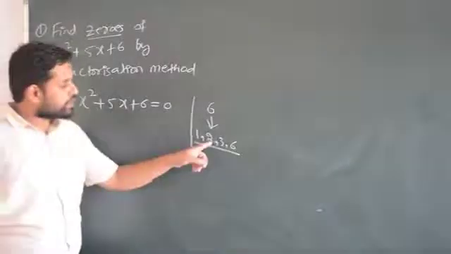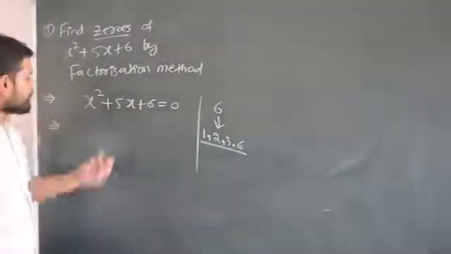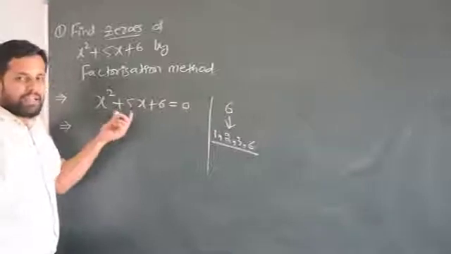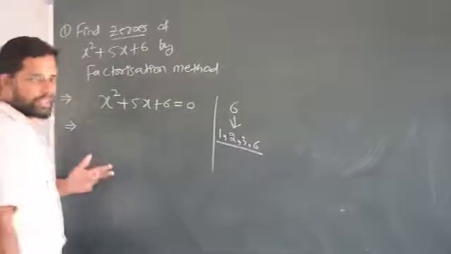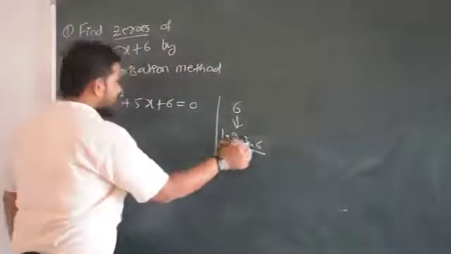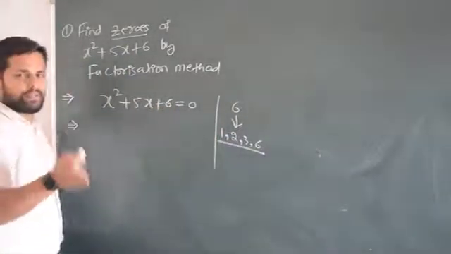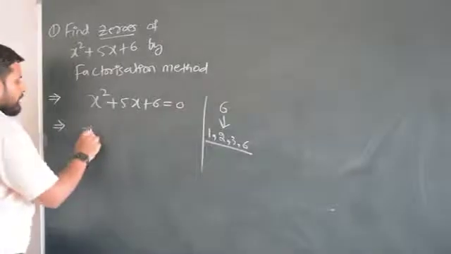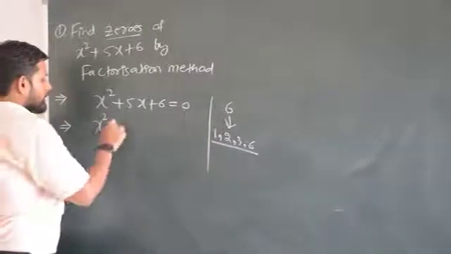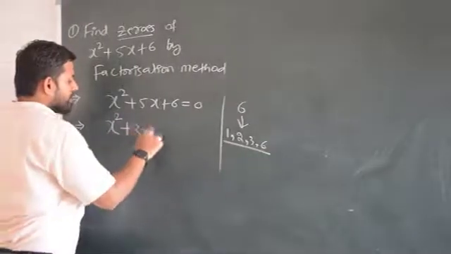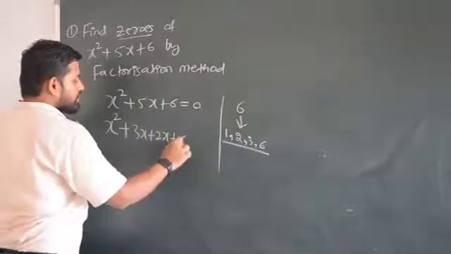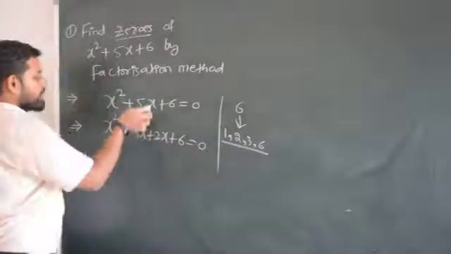And among these numbers, you have to choose 2 numbers whose sum is 5, and whose product is 6. So that is like 2 and 3. 2 plus 3 is going to be 5, 2 into 3 is 6. I told you already. You know this. Okay, fine. Anyhow, we have started this. Let us do it. x square plus 3x plus 2x plus 6 is equal to 0, because 3x plus 2x is 5x.